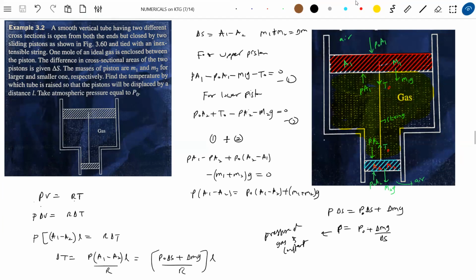So how much the temperature rises depends on L, how much the pistons will undergo. Will they move opposite, or should they move in the same direction? Both pistons will shift upward. And the distance between pistons will remain the same because they are connected by string. No, the string should be taut.